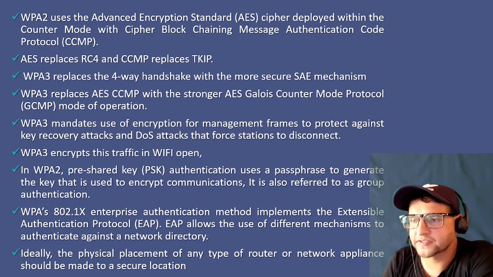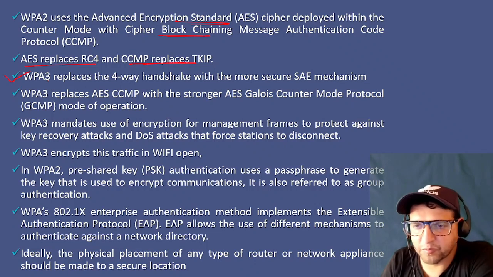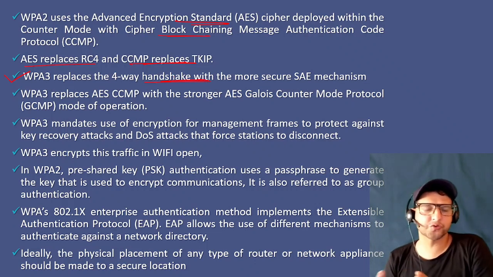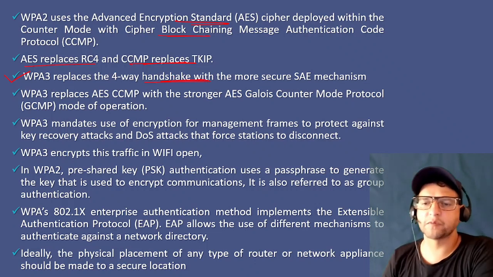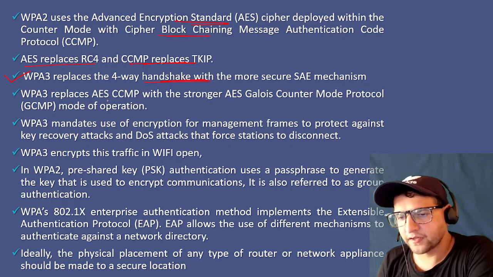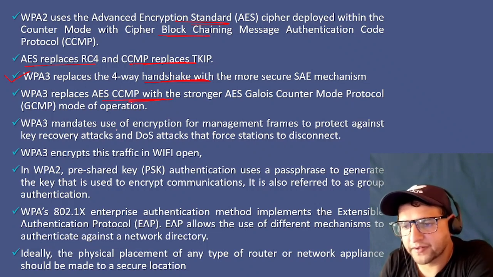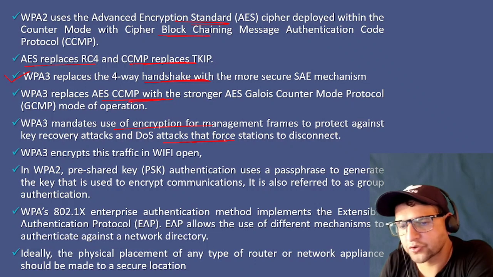WPA2 uses the AES cipher, which is deployed within the Counter Mode CCMP. AES replaces RC4 and CCMP replaces TKIP. So please remember, WPA3 replaces the four-way handshake with the more secure SAE. So if you have to choose an option, it is always WPA3, the strongest. It replaces AES-CCMP with GCMP. It mandates use of encryption for management frames to protect against key recovery attacks and DoS attacks that force a station to disconnect.